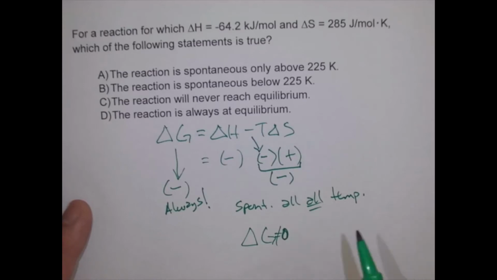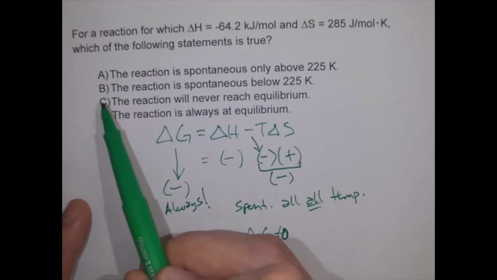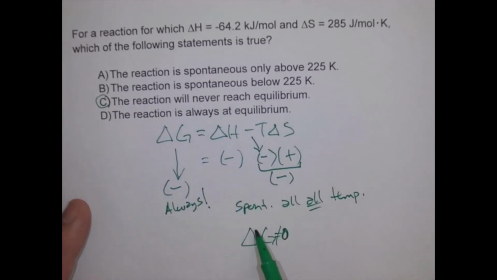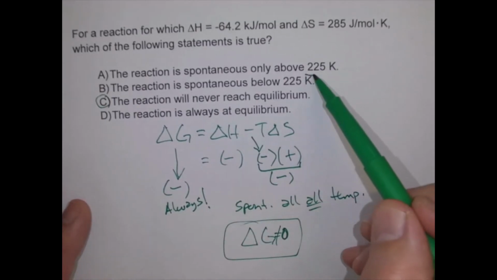And the other important thing to remember about a delta G that's equal to 0 is that is when you've reached equilibrium. Delta G equals 0 at equilibrium. So the true statement here is going to be C. The reaction will never reach equilibrium because the delta G will never equal 0. So it doesn't matter which temperature that you pick.